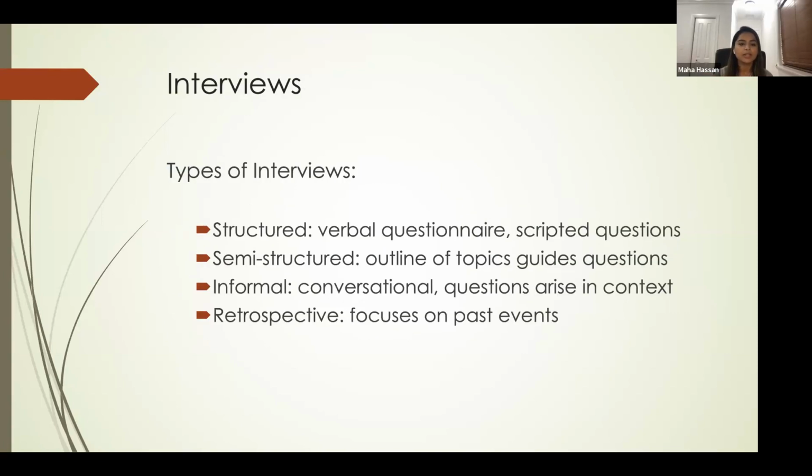And again, with all these different types of interviews, there is no better or worse style. It depends on what your study is and what you think works better. What will help you gather better data?